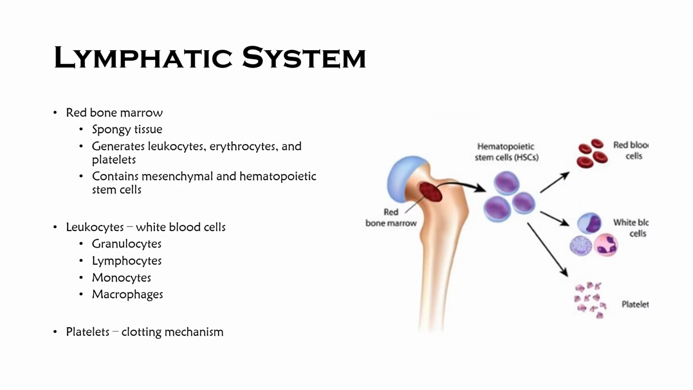Another portion of the lymphatic system is red bone marrow. Red bone marrow is in essence just spongy tissue that generates other types of leukocytes. Bone marrow also generates erythrocytes and platelets. And this is because it contains mesenchymal and hematopoietic stem cells. And these hematopoietic stem cells can become red blood cells, white blood cells, or platelets. There are several types of leukocytes. There are your granulocytes, lymphocytes, monocytes, and macrophages. And then those platelets are your clotting mechanisms.